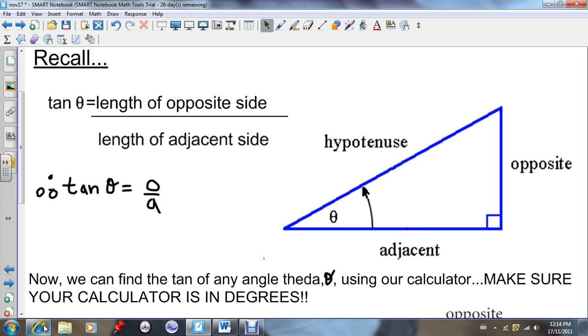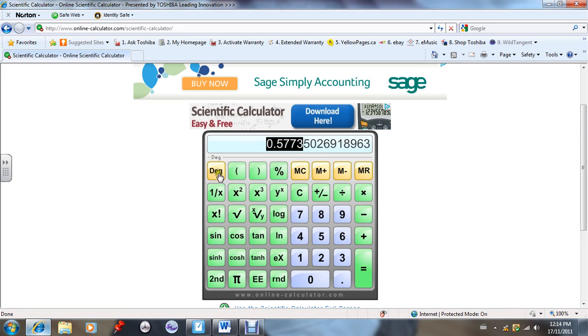Degrees. Let's go back to my calculator. If it's not in degrees, you will get the wrong answer. Look, I can change my calculator here from degrees to radians. Look, degrees here, radians here. Let's just take the tan of 30 using radians. Watch what I get.